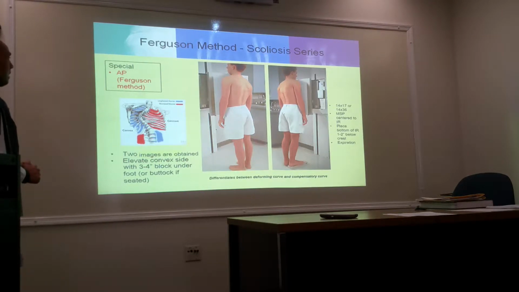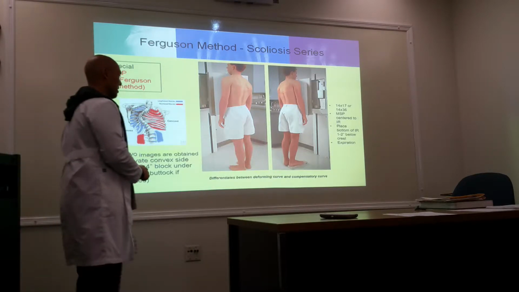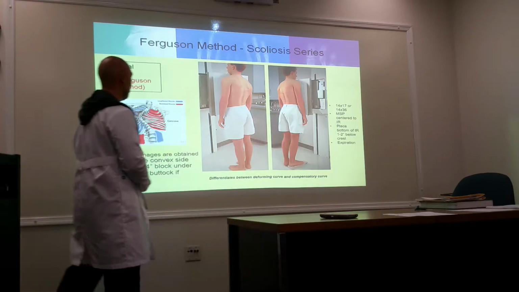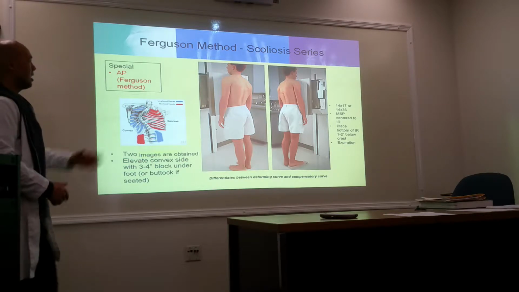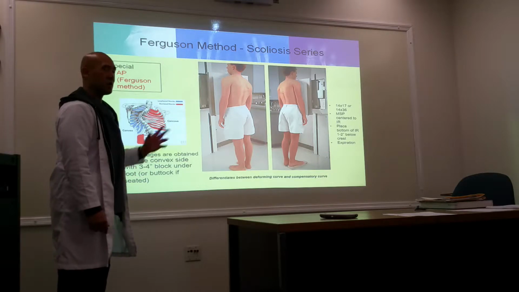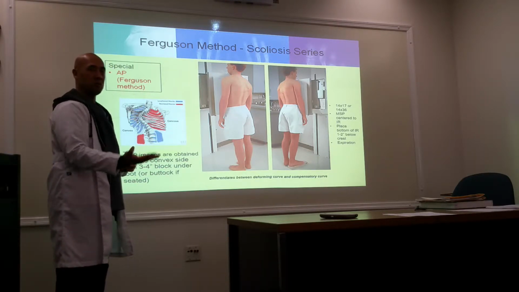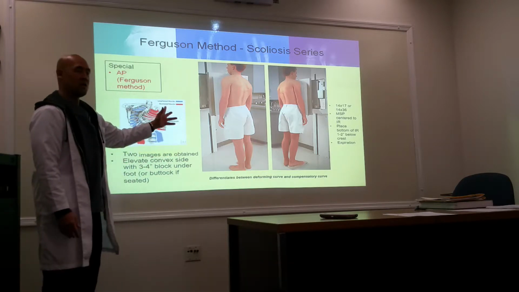Okay. This is the Ferguson method for scoliosis series. What they're doing here is they're trying to differentiate between a deforming curve and a true compensatory curve. Two images are required. One is just a normal standard AP or PA. Okay, the criteria is the same. Large image receptor with the bottom of the image receptor 1 to 2 inches below the crest. So the first one will be done standard AP or PA.